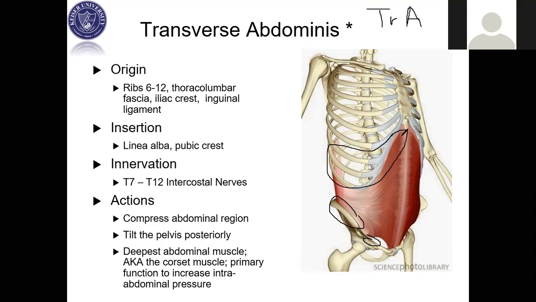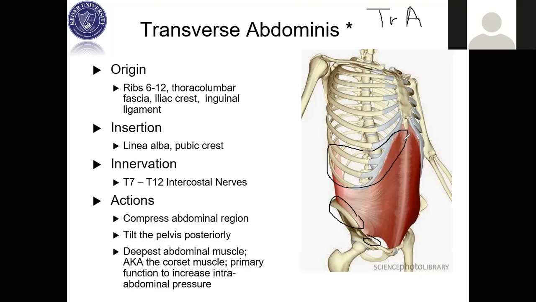That's what I need you to know about. I need you to know the origin and insertion. Transverse abdominis and rectus abdominis have the same innervation. It's both from the intercostal nerves.